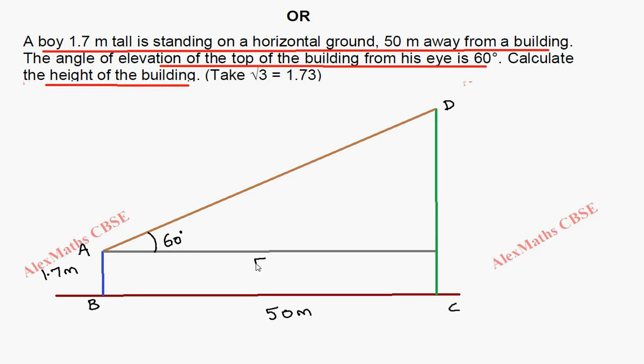Now this is also 50. Let's take this point as E, and this is 1.7 meter. Let's take DE as x. Since we need the height of the building, we have to find x and add 1.7. That gives the total height of the building. This is our height of the building.